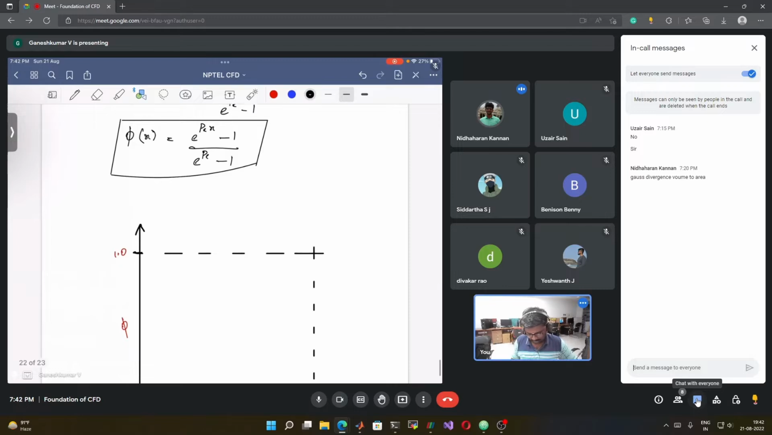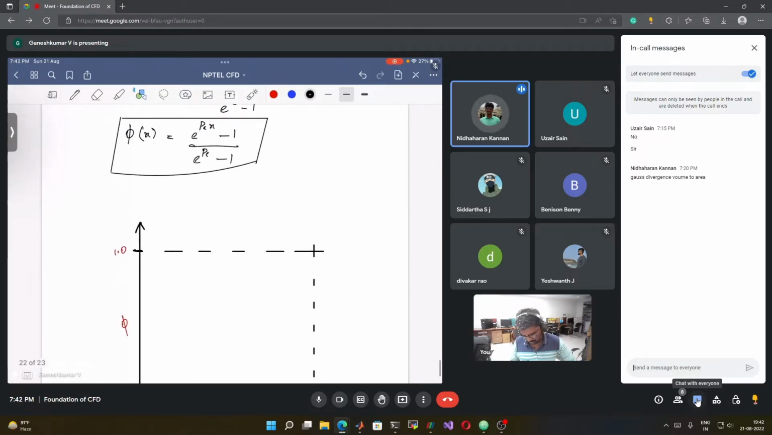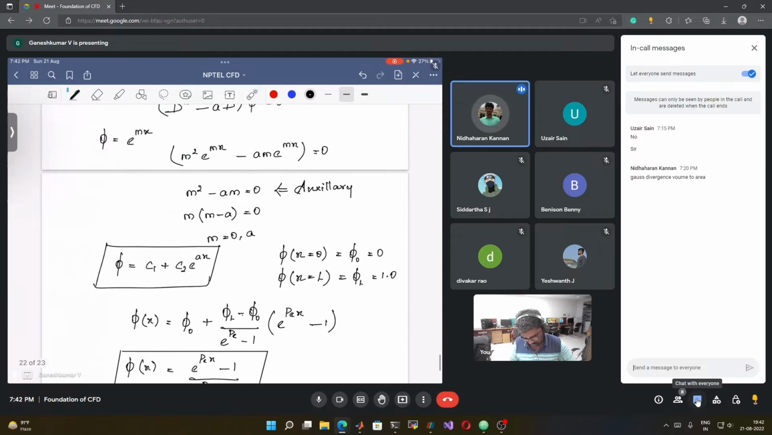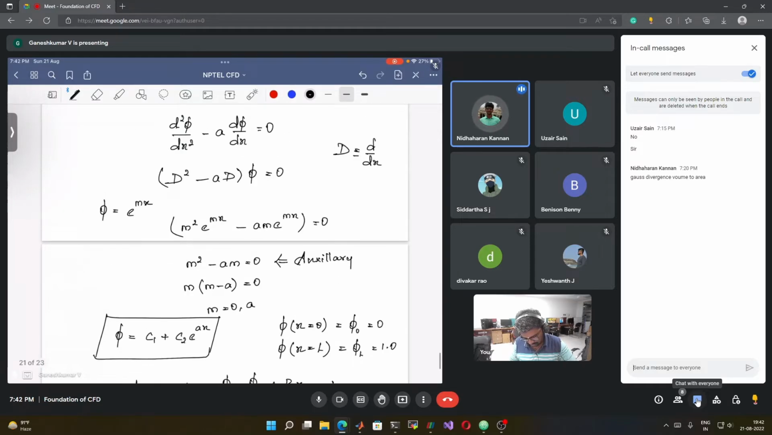Yeah, Nidharan. Actually, I have a doubt regarding phi. How do we assume the solution of phi will be e power mx? It's like assuming that phi is equal to e power mx, right? So usually we used to solve this equation, right? How will we solve? We will assume phi equal to e power mx, and we will substitute here, then only we will get the auxiliary equation, right?